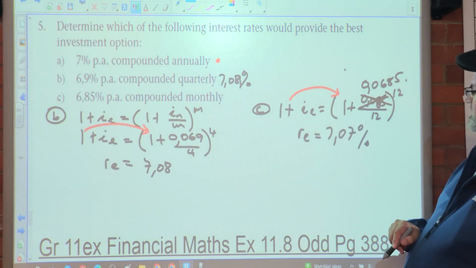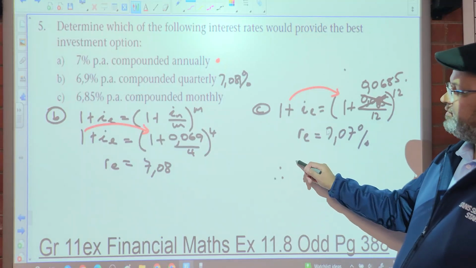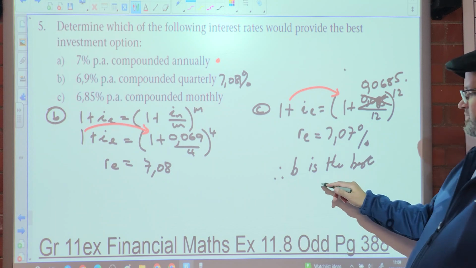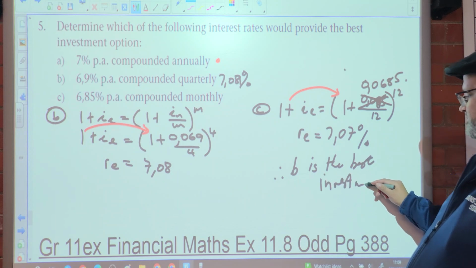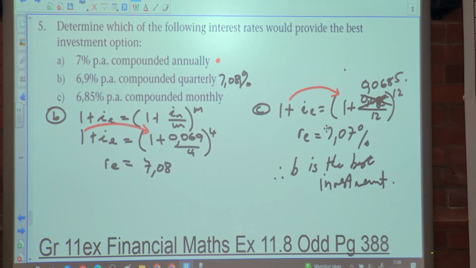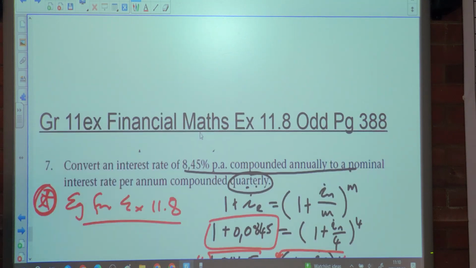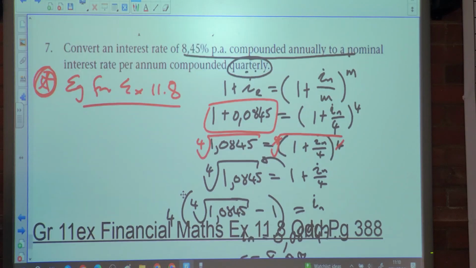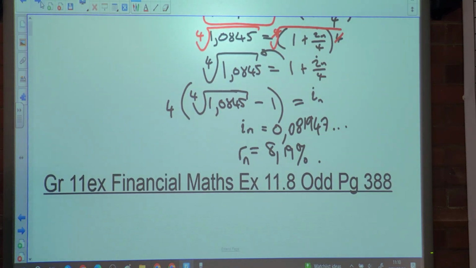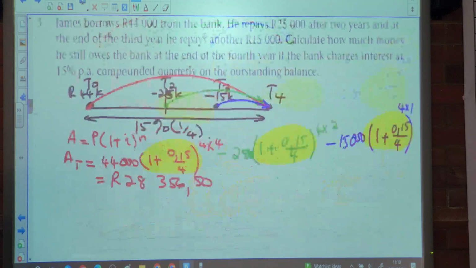So which one is the best option? Therefore, B is the best investment. People, you guys understand? Is there any confusion? People, number 7 we did as part of our examples, not so? Let's go to number 9.